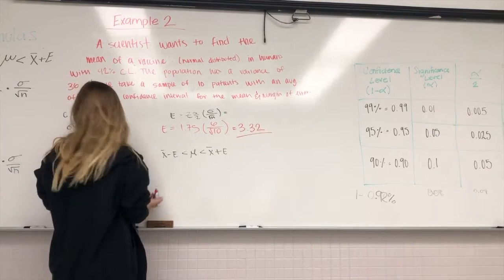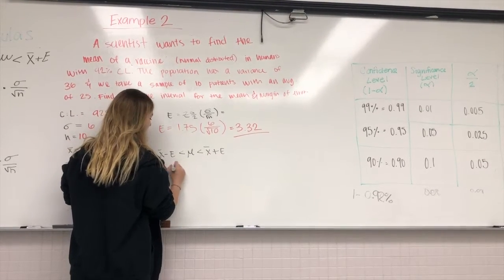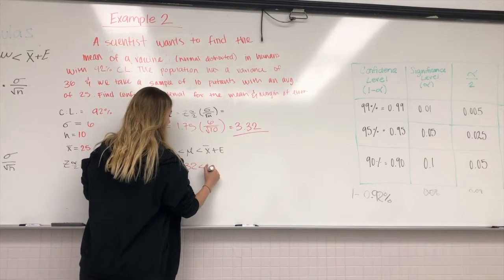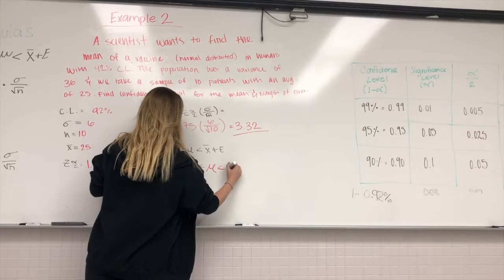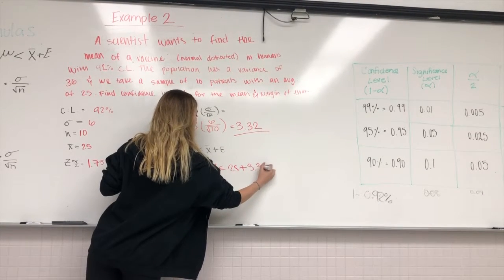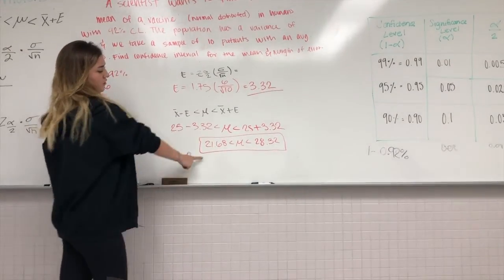Now you have to pass it to the other formula to find the interval: x bar, which is 25, minus the E, 3.32, and you do the same with plus. And this is your final answer.